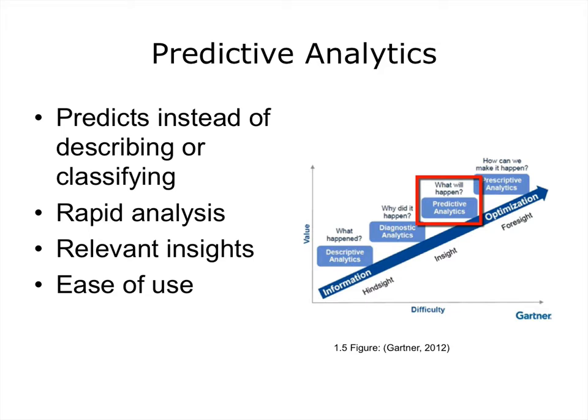First, an emphasis on prediction rather than description, classifying, or clustering. In the Kaiser Permanente example, they were trying to predict which newborns were at risk of developing a life-threatening condition so that they could treat the babies to prevent it. The second attribute defined by Gartner is rapid analysis, often in hours or days.